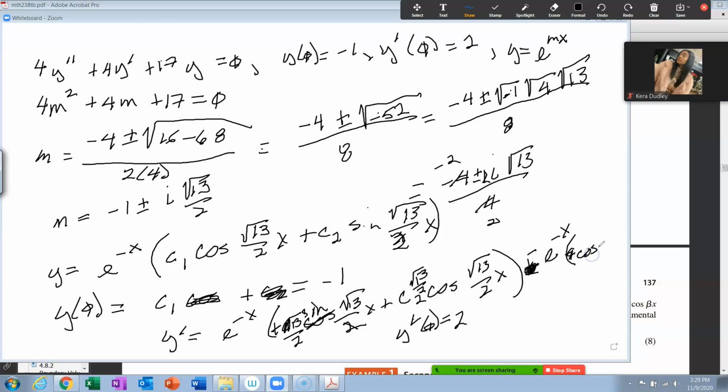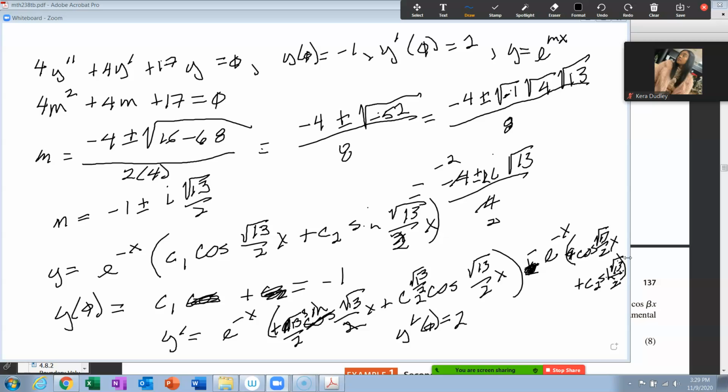Cosine of the square root of 13 halves x plus c2 times the sine of the square root of 13 halves x. Okay, it's hard to read. Goodness gracious.